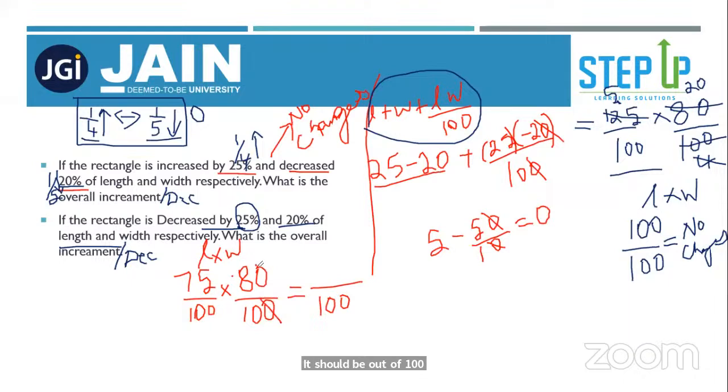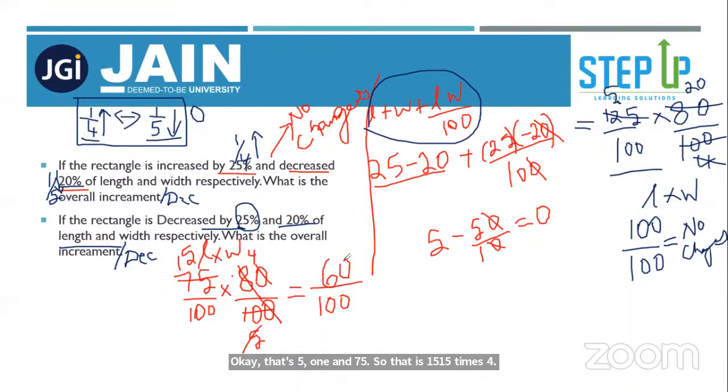0 gone, 0 gone. So 4 by 5. Okay. Next, 5 gone and 75. So that is 15. 15 times 4. That is 60. 60 percentage. Now, how much it is less than 100? How much it is less than 100?